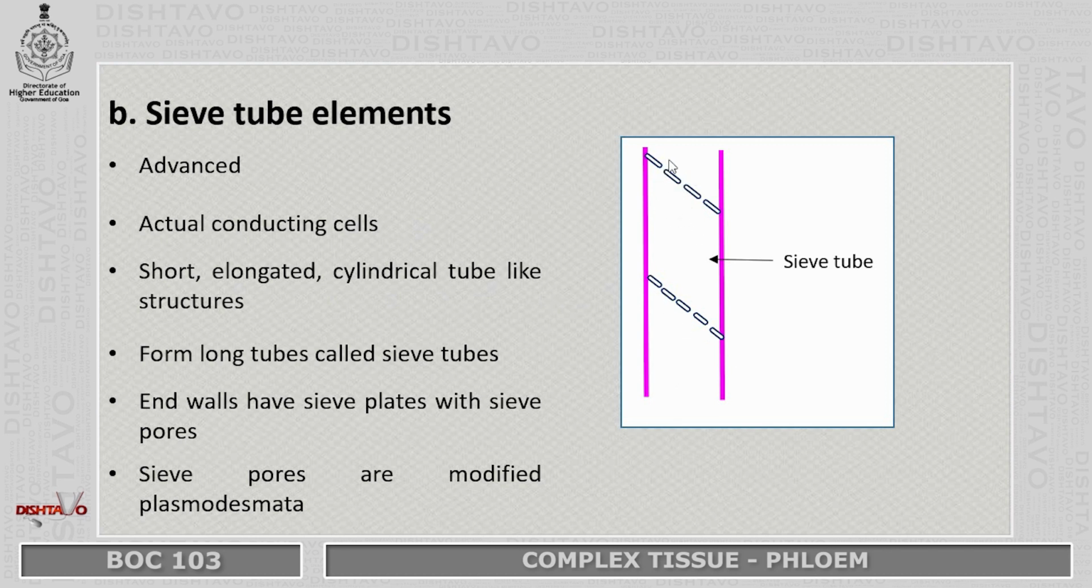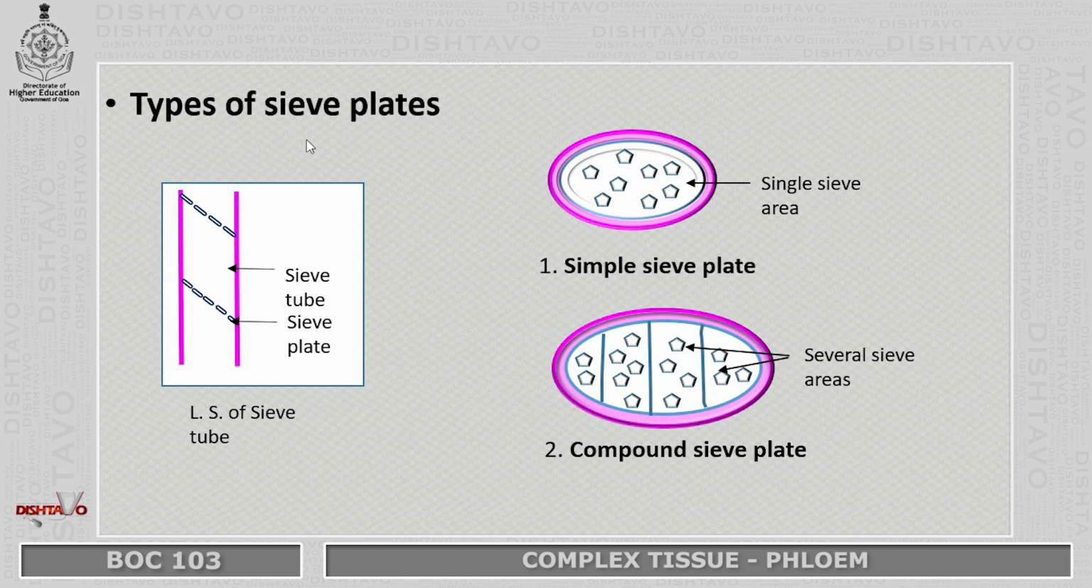The end walls show the presence of sieve pores, and the sieve pores are modified plasmodesmata. Now we have the types of sieve plates based on the sieve pores. This is the longitudinal section showing the presence of sieve plates. The sieve plate can be simple when it has a single sieve area with the sieve pores, and it is referred to as a compound sieve plate when there are several sieve areas with the sieve pores.